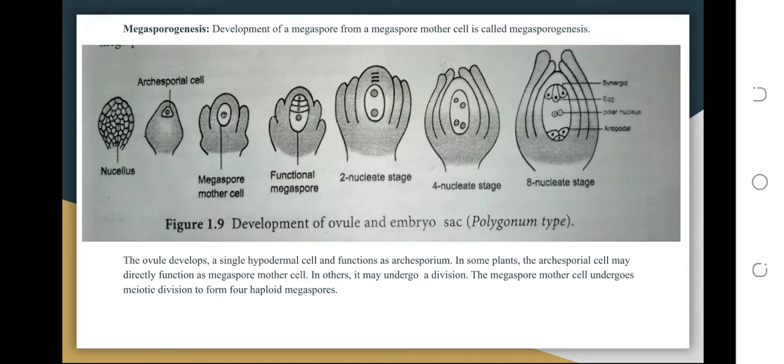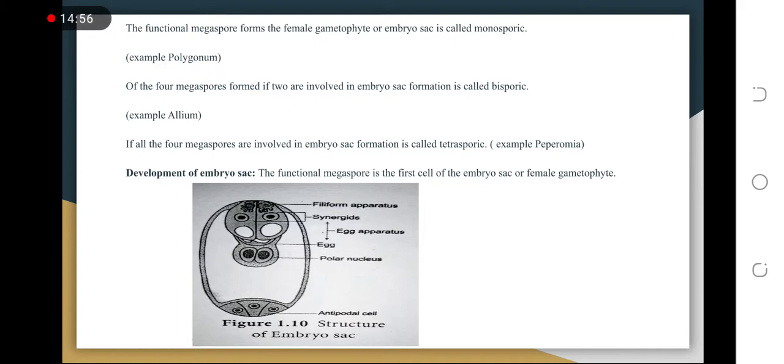The ovule develops a single hypodermal cell that functions as archesporium. In some plants, the archesporial cell may directly function as megaspore mother cell. In others, it may undergo a division. The megaspore mother cell undergoes meiotic division to form 4 haploid megaspores. When one functional megaspore forms the female gametophyte or embryo sac, it is called monosporic.